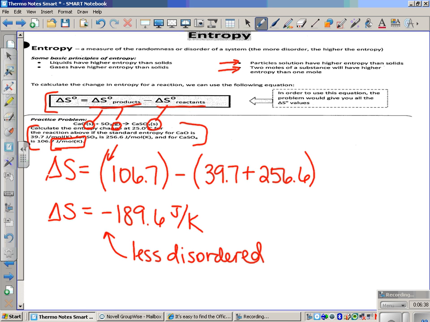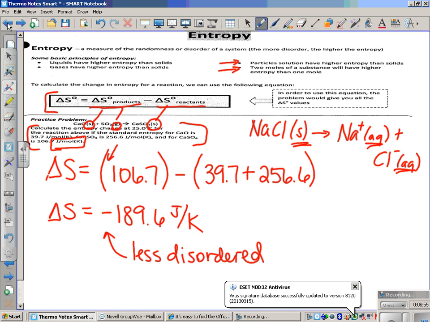So the first one says aqueous solutions have higher entropy than solids. So let's say you had a substance like NaCl. Your equation was NaCl solid being placed in water becomes Na plus, which is aqueous, and Cl minus, which is aqueous. You have solid becoming aqueous. That means it's becoming more disordered. Okay, those particles are more disordered.